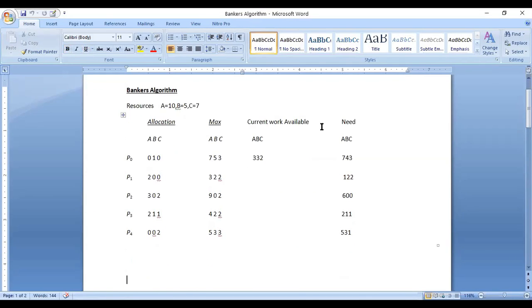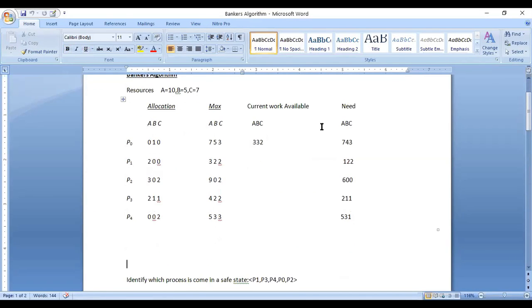Banker's algorithm, deadlock avoidance by using the Banker's algorithm. Here, first the system has to be checked for whether a deadlock is there or not. Deadlock avoidance means safe state or unsafe state. If the system is in a safe state, we have to avoid the deadlock. If the system is in an unsafe state, there is a possibility of deadlock.